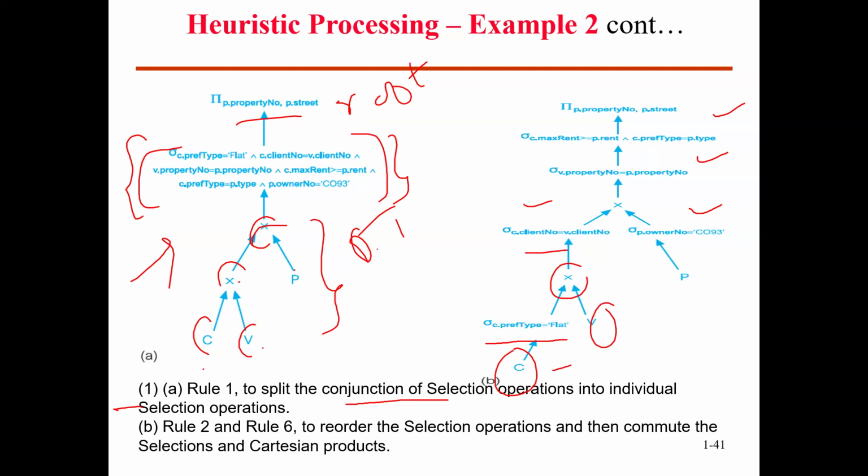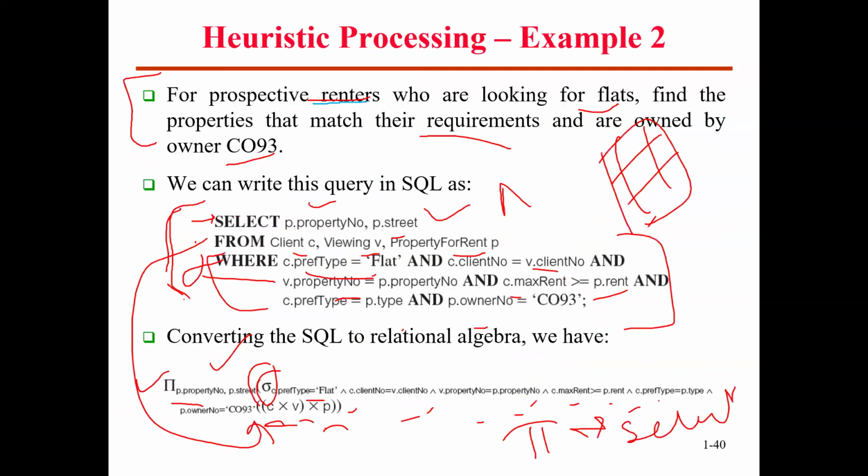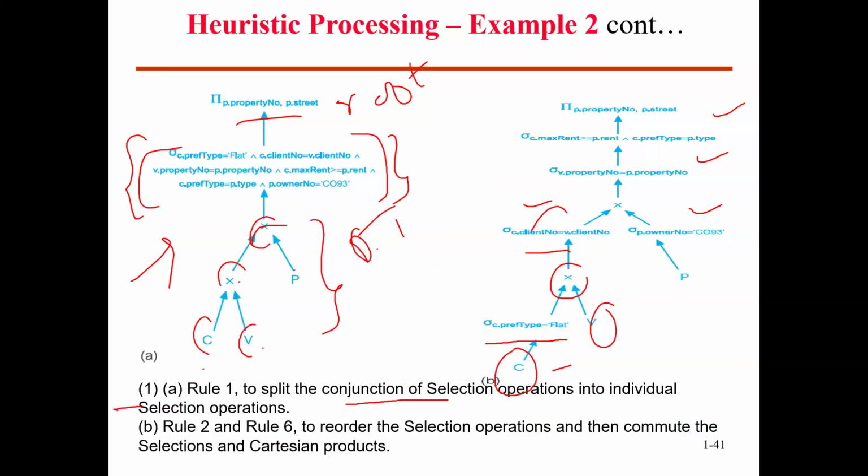Cross multiplying with the connection of how we are making the connection between the V table. Okay, this V table, viewing table, client with viewing table with a client number, and then with the property owner table with this condition. And then dividing this bigger one into smaller predicates, and then selecting the property number and the street.